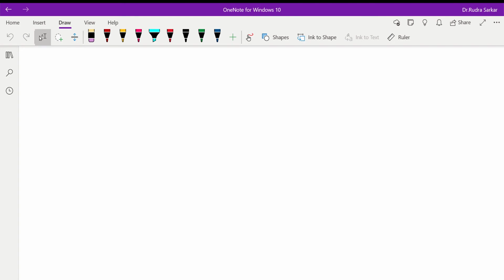We will be studying today Tishchenko reaction. This is used for conversion of aldehydes to esters.